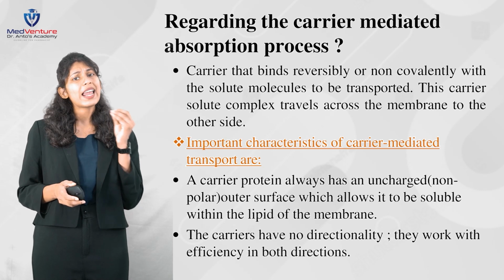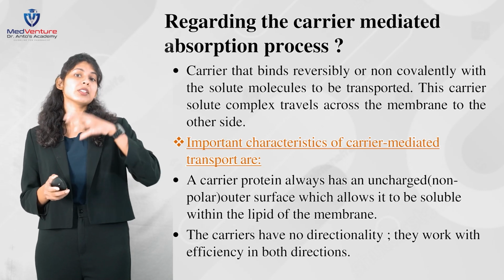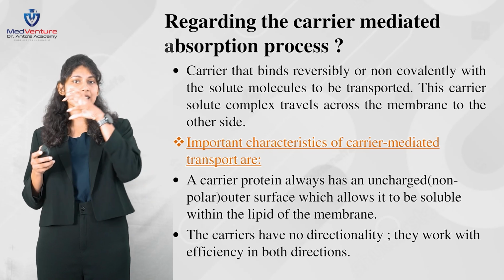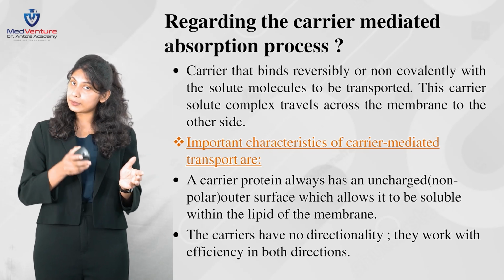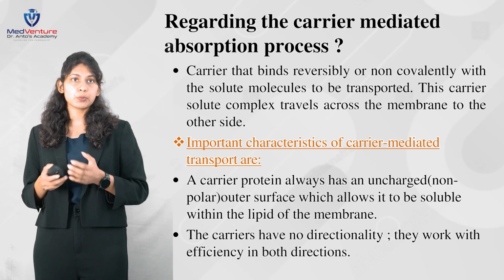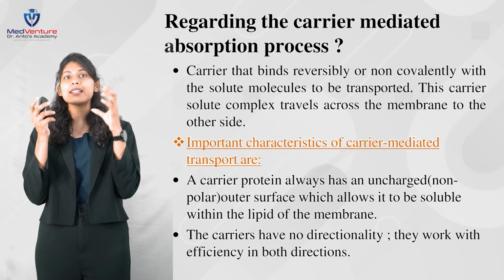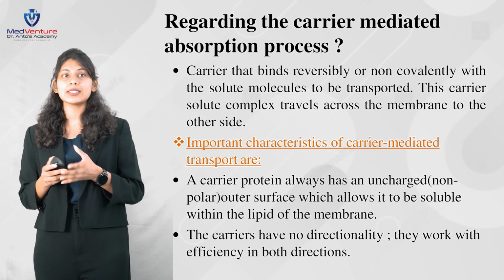So you all know not everything can cross the cell membrane, right? Sometimes they need some support. That is the carriers. They are proteins, and these substances that cannot cross will bind to these carriers, either reversibly or non-covalently, as the solute molecule that is to be transported. So we make a carrier-solute complex, the C and S complex, and this complex is the one that travels across the membrane to the other side.